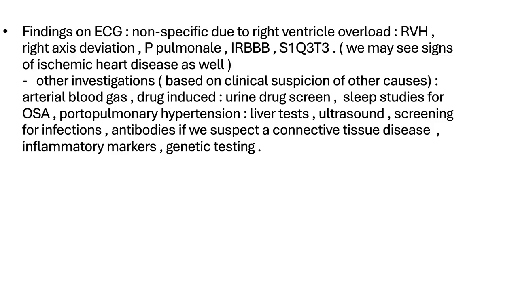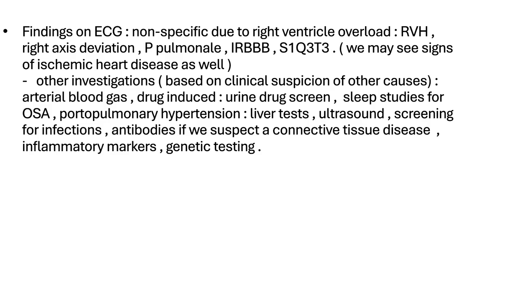Now, on the ECG, you may find signs of a right ventricular overload, like right ventricular hypertrophy sign with right axis deviation, pulmonary incomplete right bundle branch block, S1Q3T3 sign, which is a prominent S in lead 1, and prominent Q in lead 3, and inverted T wave in lead 3, which is also a sign that we can find in pulmonary embolism. We may see also signs of ischemic heart disease if it's present.